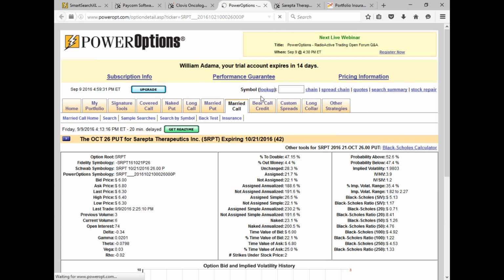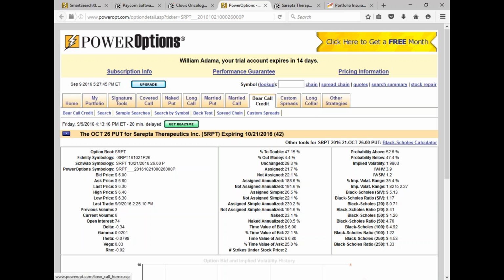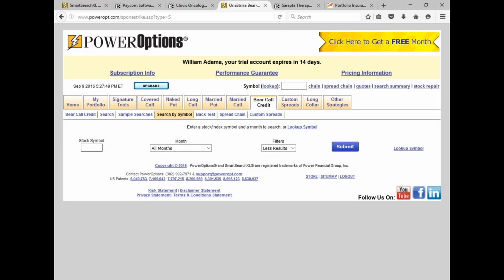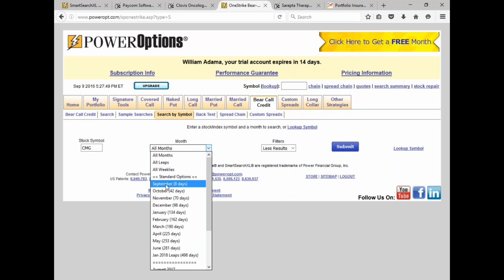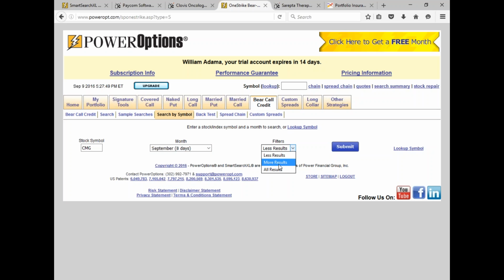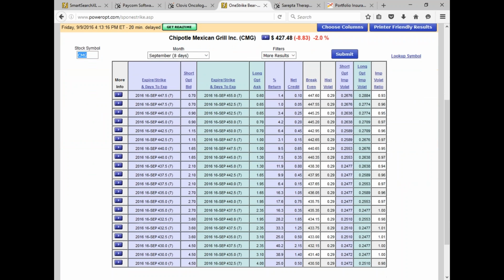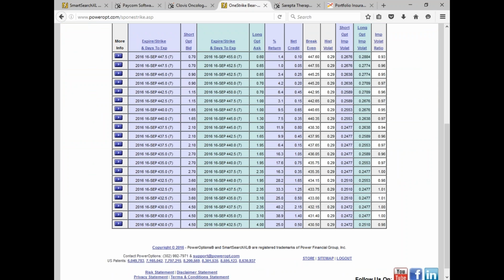I'm sorry. What I want to do is go back to the bear call credits. I'm going to go search by symbol. Let's go CMG for September expiration. Okay, and let's see, minimum net credits. Look at those net credits on CMG. Here's one at 80.